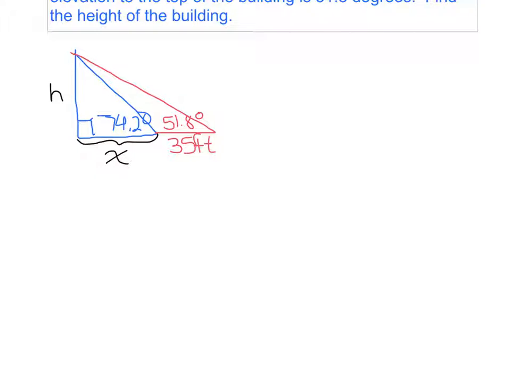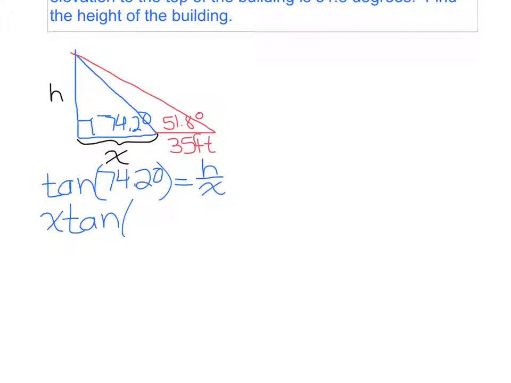So our blue triangle, we can say that the tangent of 74.2 degrees is equal to the opposite over the adjacent, x over h. And so in this case, if we solve this equation for h, we will get x times the tangent of 74.2 degrees equals h.